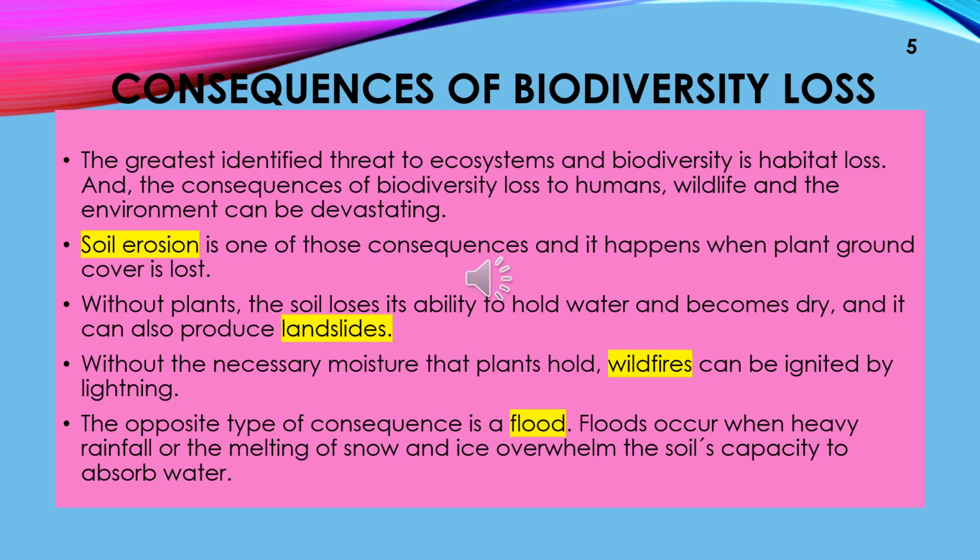Here we have one of the consequences. Soil erosion is one of those consequences, and it happens when plants' ground cover is lost. Without plants, the soil loses its ability to hold water and becomes dry, and it can also produce landslides. Those happen when the side of a hill or mountain slides down and leaves a lot of destruction behind.